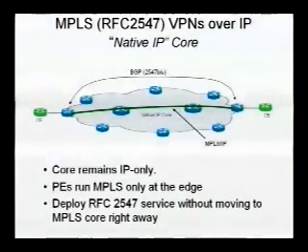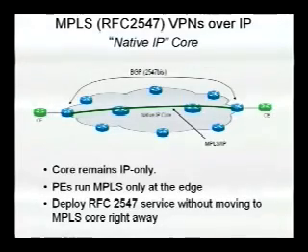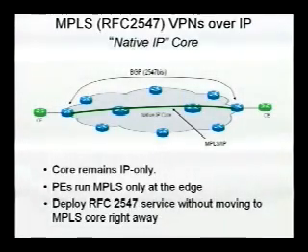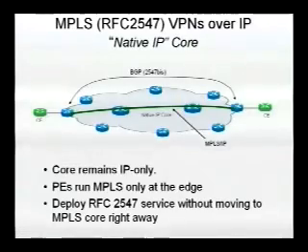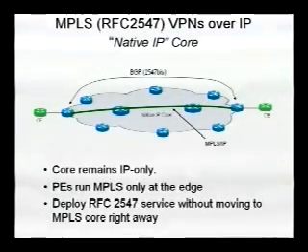This is also useful if there is no MPLS in your core. If you want to deploy an MPLS 2547 VPN service, you can enable MPLS only on your PEs, and your core remains IP only. MPLS runs at the edge where it needs to for 2547.